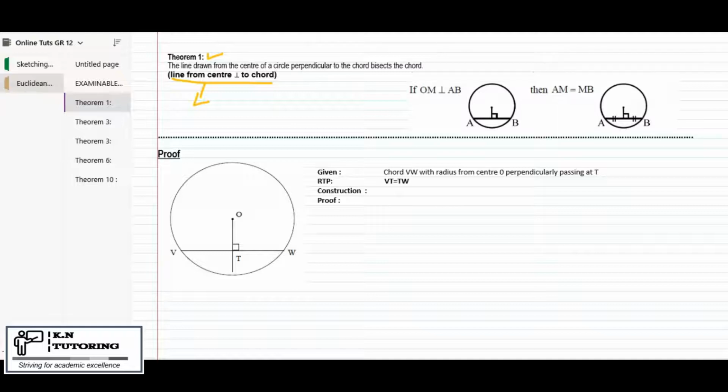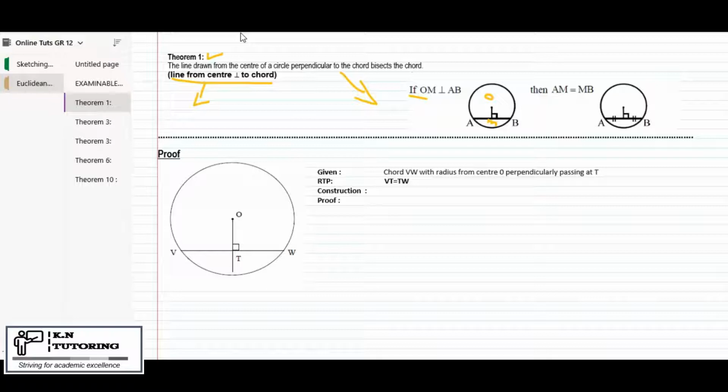If you look at this sketch, you can see that we've got a circle with a chord AB, and a center O. It says that if OM, so M must be somewhere here, if OM is perpendicular to AB, then AM is equal to MB. That is summarized in the form of a diagram.